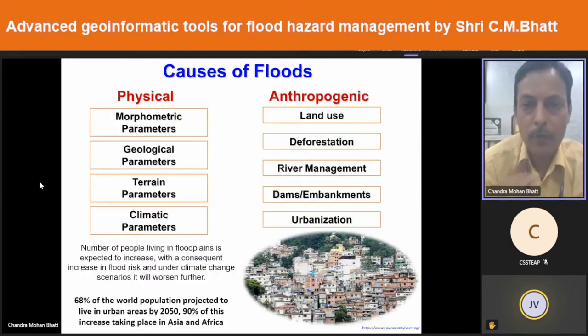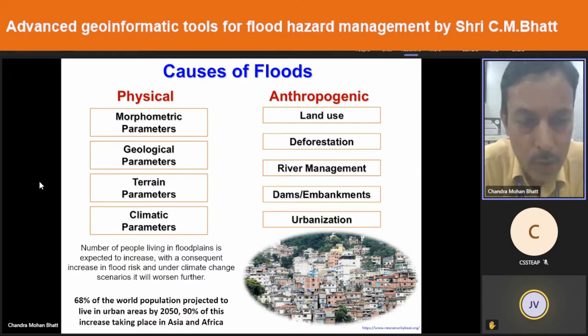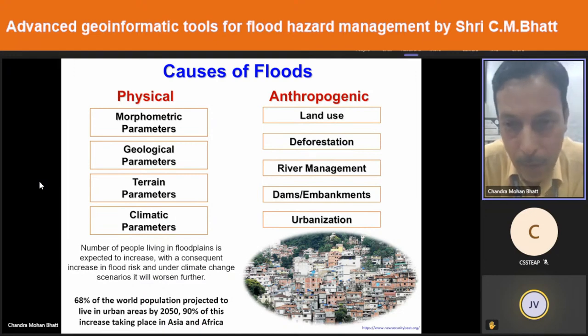Now, there are a number of causes which are inherent to the area because of its physical characteristics, and the problem gets aggravated by anthropogenic factors, which are human induced because of human activity or the modification of the land. Physical factors may be morphometric, geological, terrain, climatic. They are specific to that area, and we do not have much control because they are inherent to nature.